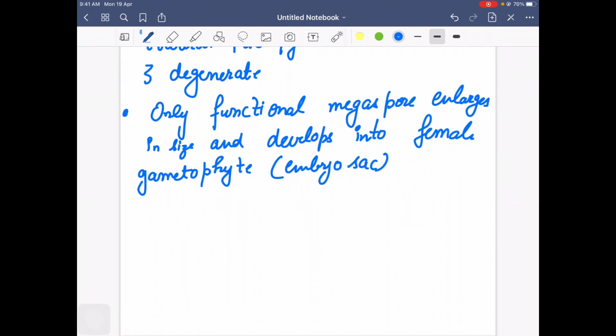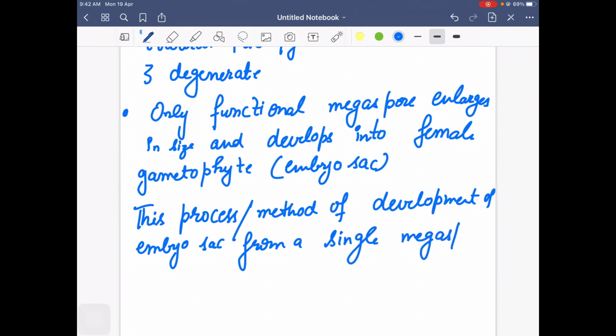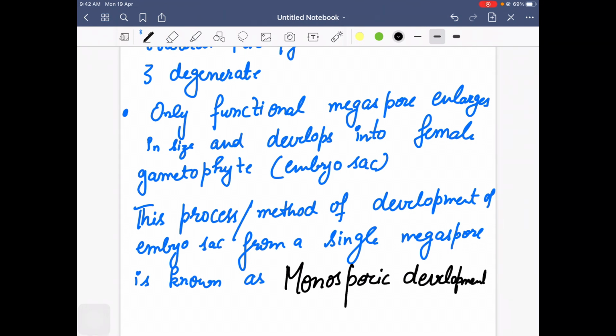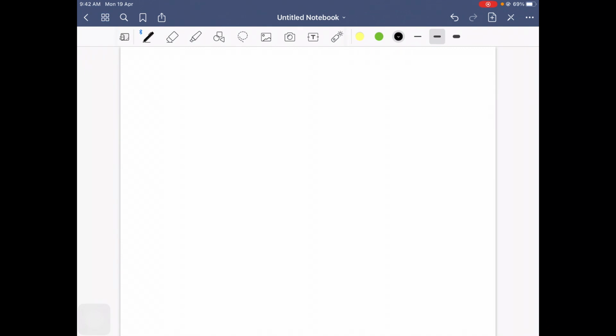Right? This is very important, in the last write a conclusion: this process or this method of development of embryo sac from a single megaspore is known as which kind of development? We discussed it today. That is monosporic development. Those students who are new to my channel, I will mention the video links in the description, so you can go through these lectures till the pollination, right?